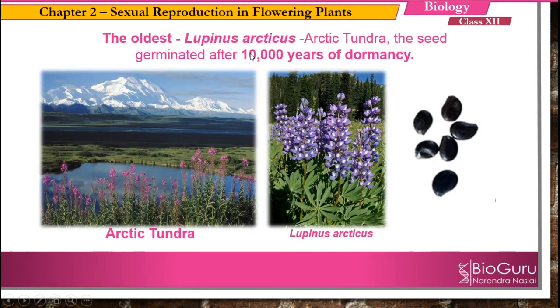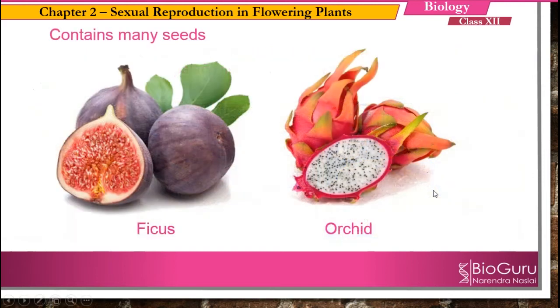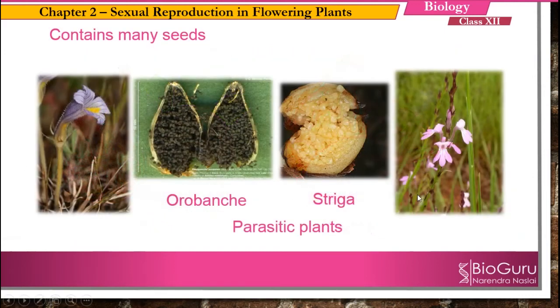The oldest seed is that of Lupinus arcticus, excavated from the Arctic tundra. The seed germinated and flowered after an estimated record of 10,000 years of dormancy. A recent record of a 2,000-year-old viable seed is of the date palm, Phoenix dactylifera, discovered during the archaeological excavation at King Herod's Palace near the Dead Sea. Ficus, orchid fruits, and some parasitic species such as Orobanche and Striga contain thousands of tiny seeds.